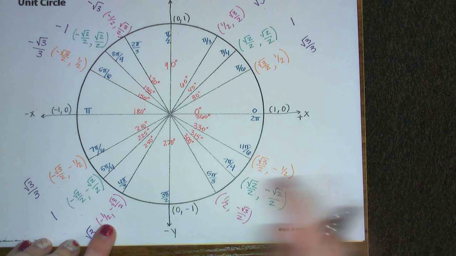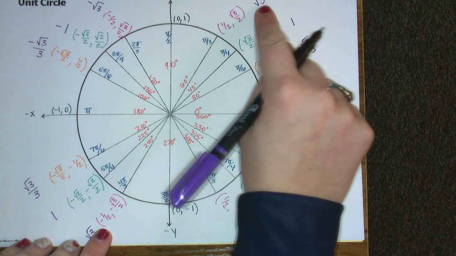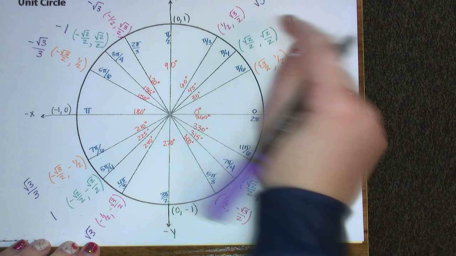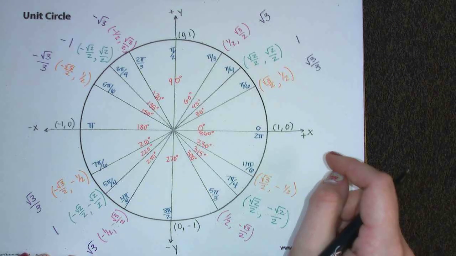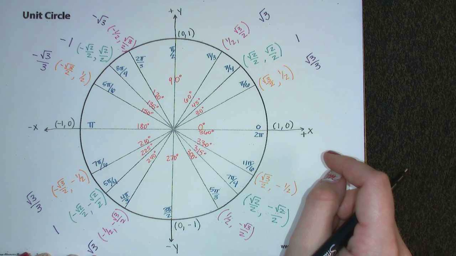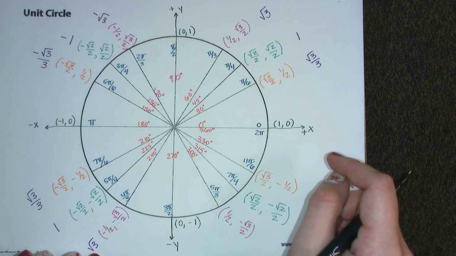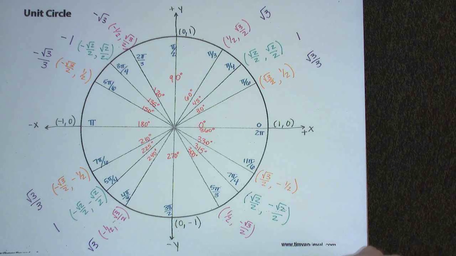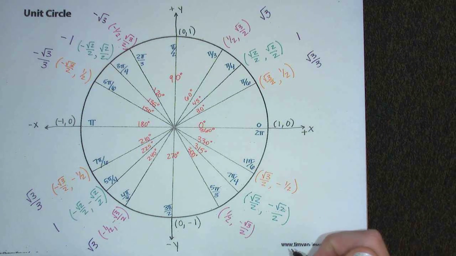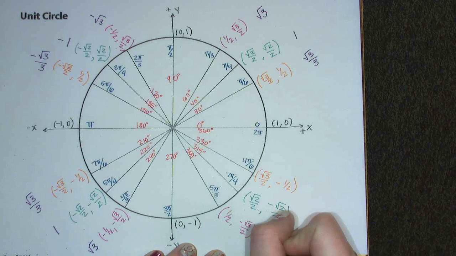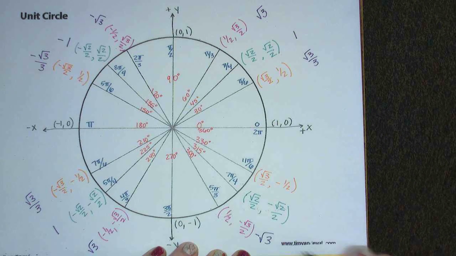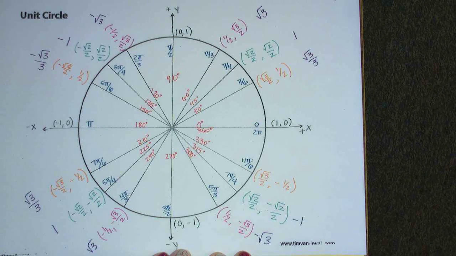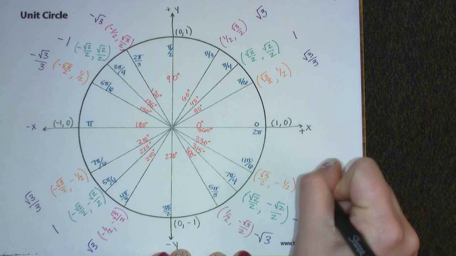All the pink ones are going to be some form of square root of 3. They're either going to be a positive square root of 3 or negative square root of 3. Now that she just thoroughly confused the whole class. Okay, this one is negative square root of 3. Negative 1, and then negative root 3 over 3.